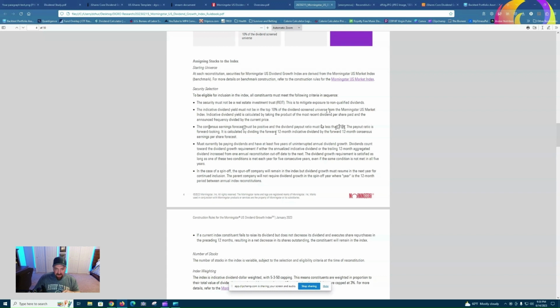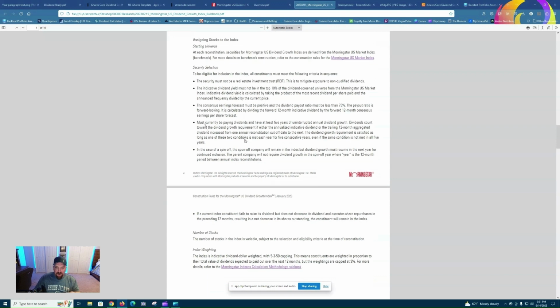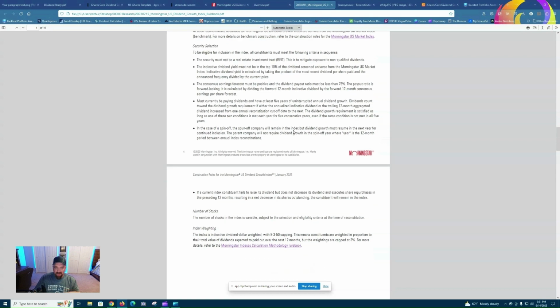Okay, so 12 months we talked about. They must currently be paying dividends at least corrupted annual dividend growth. Dividends count towards the dividend growth requirement if the annualized indicative. So here they talk about how they decide what's considered a growing dividend, the metric. So basically 5 years uninterrupted dividend growth.